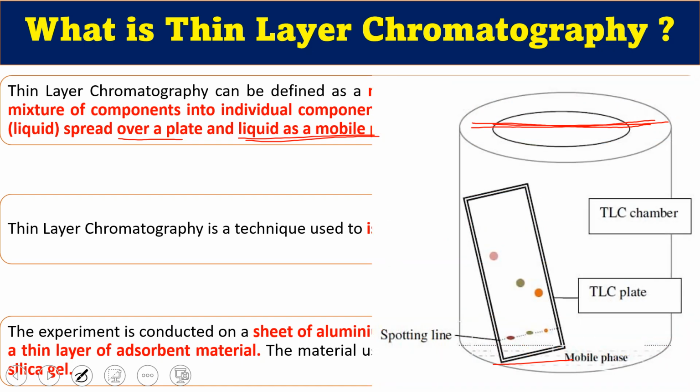This is the picture of TLC, where we have a round TLC chamber. This is the TLC plate. Here we have the mobile phase, where the bottom of the TLC plate has been dipped into the mobile phase, and on this line we have applied a mixture. According to their mobility in the mobile phase, the compounds are separated on the TLC plate.